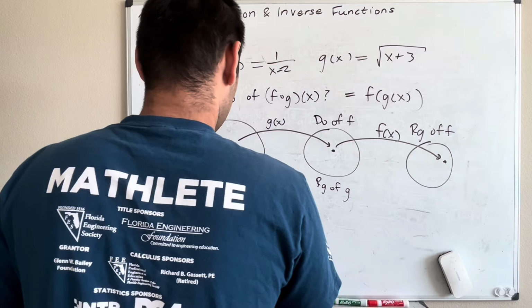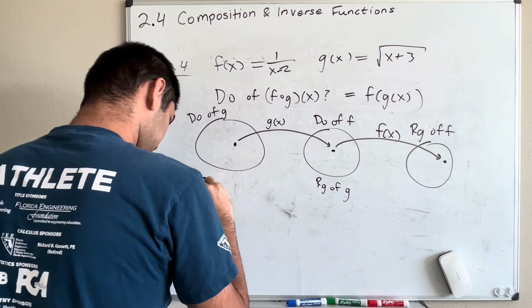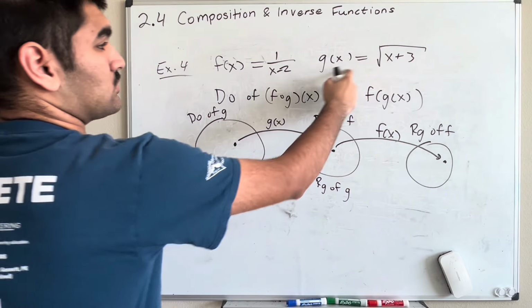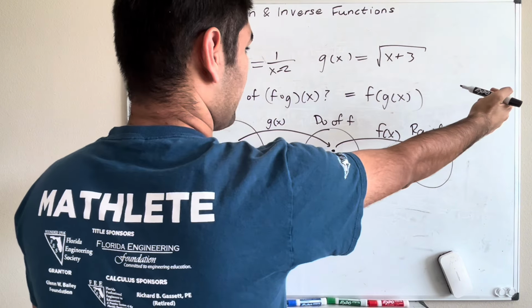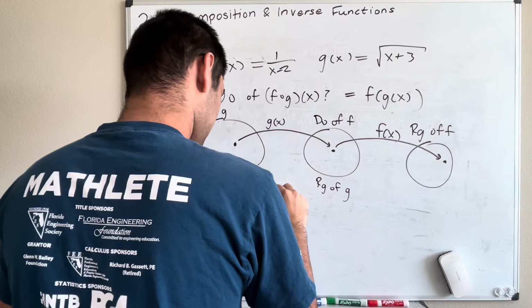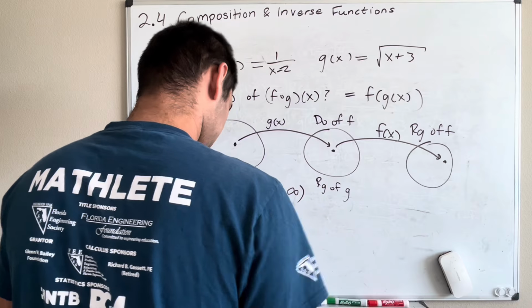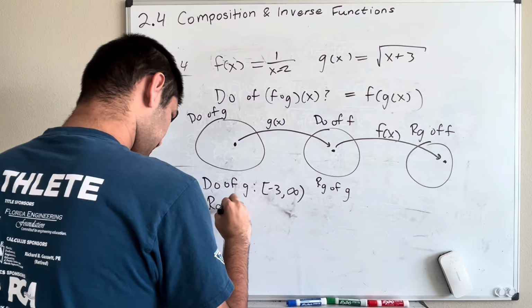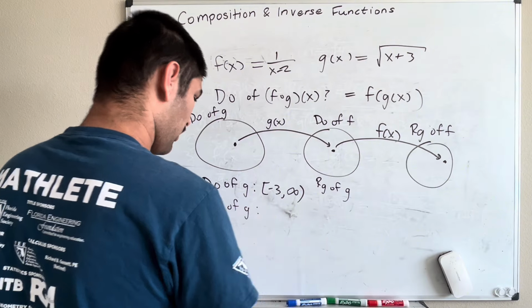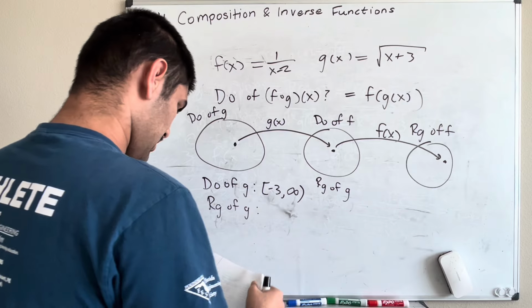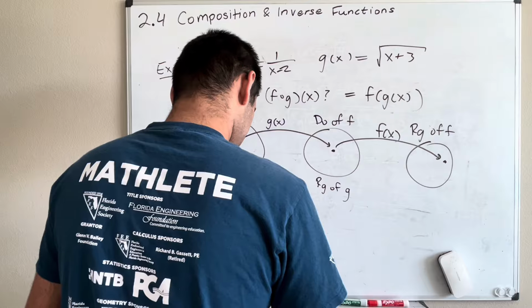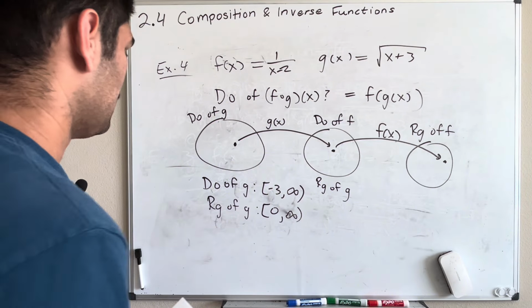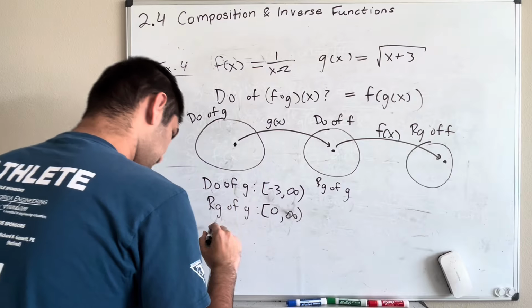So let's just start with finding the domain of g. Domain of g: x plus 3 has to be greater than or equal to 0, so it's just from negative 3 to infinity. And then the range of g is all possible values that are outputted, and that's just going from 0 included to infinity. And now let's look at the domain of f.